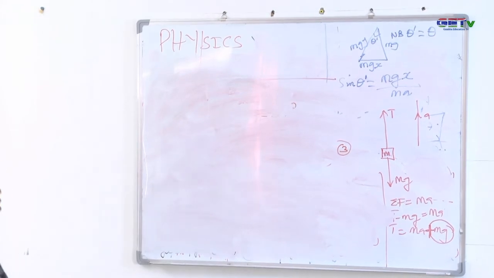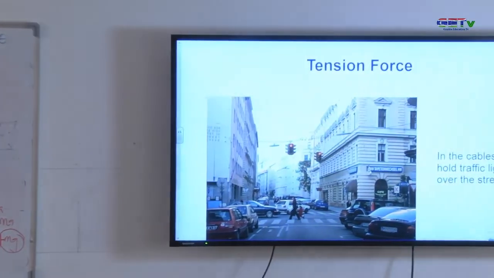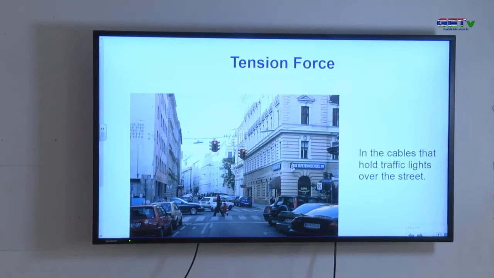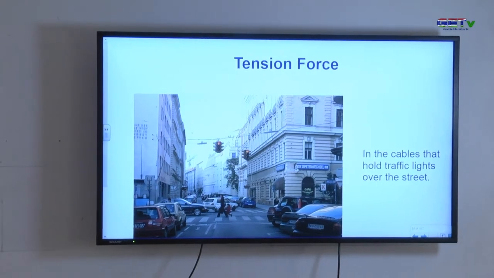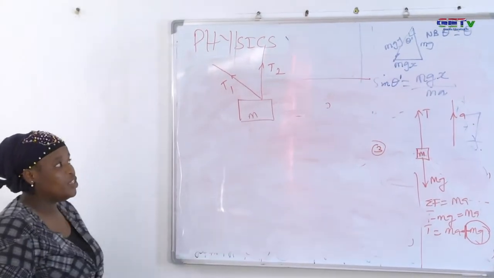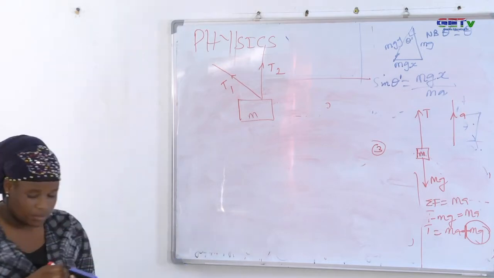Now, let's see this problem. We are told an object of mass m is being supported by 2 ropes, T1 and T2. And the question says calculate the total forces acting on the object. So all you need to do, the first step, is to try and resolve these forces into components. We will do that. Let me use a different color.